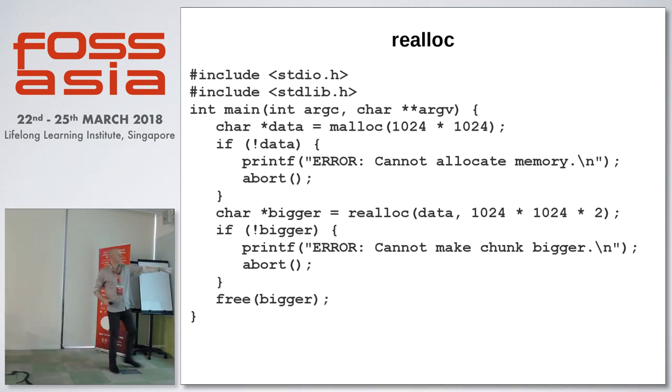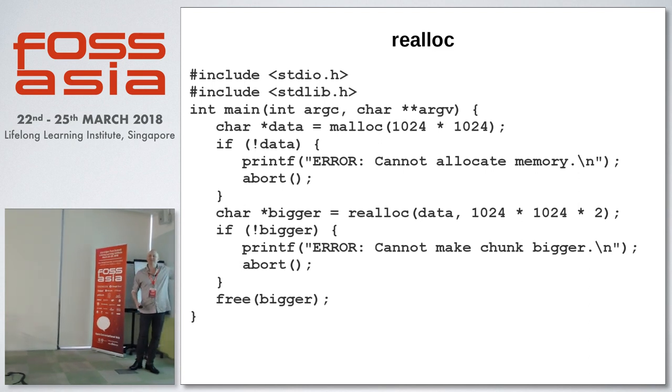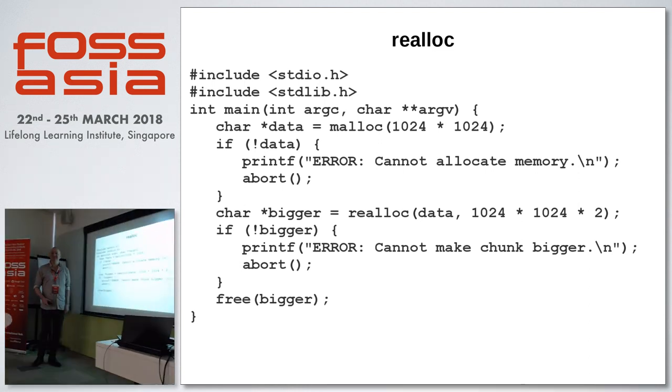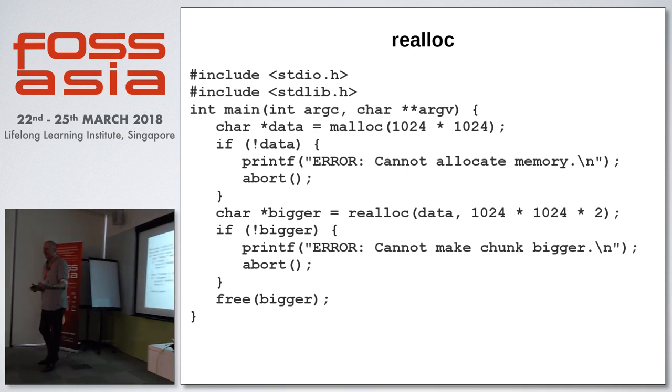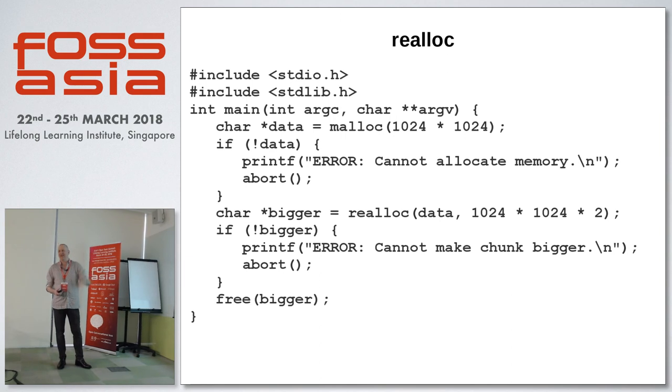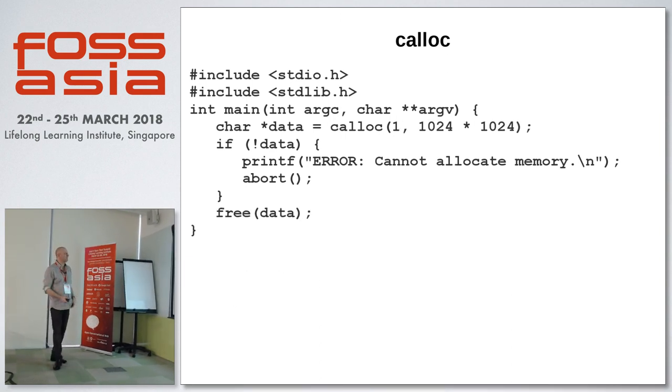What happens if I said data equals realloc data, and it returns null? I'd lose my pointer. I'll leak memory. I no longer have a pointer to data. I've lost it. I can't even free it. So that's why you'd always use another pointer for the return from realloc. And if it returns null, then handle the error, blah, blah, blah, use an abort there.